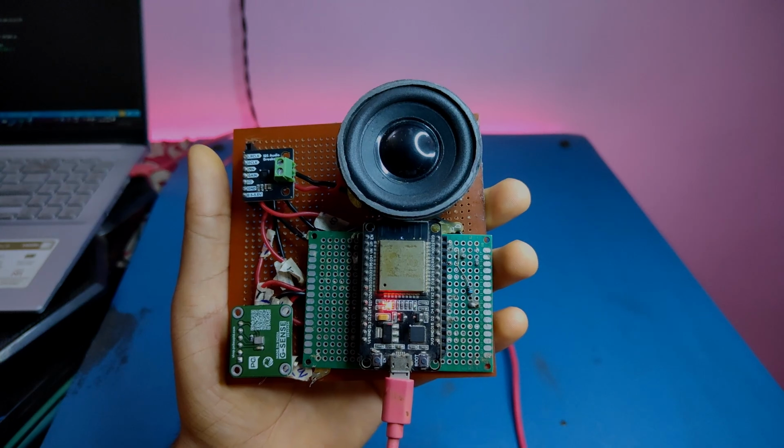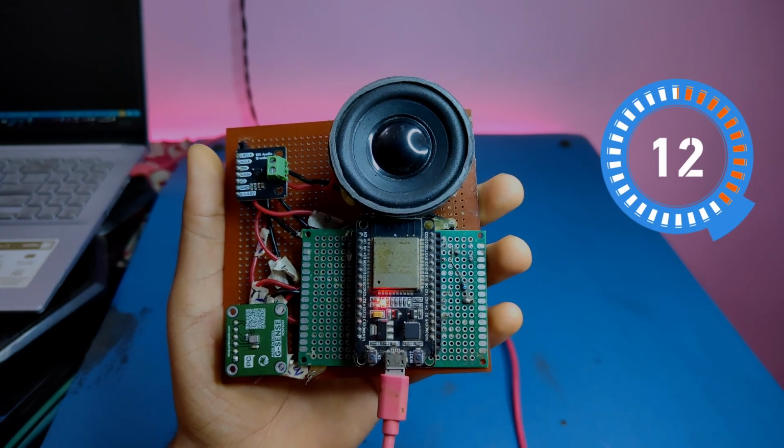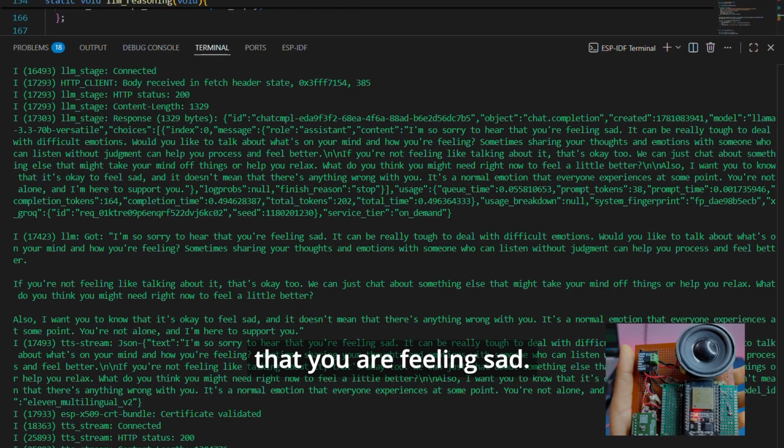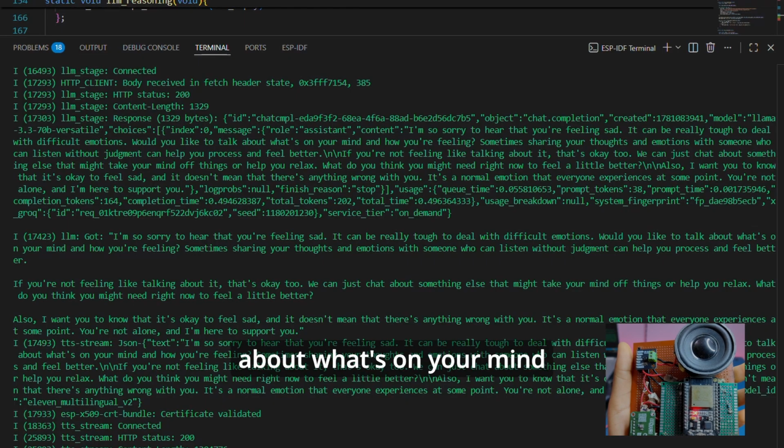Emotion. I feel sad. I'm so sorry to hear that you're feeling sad. It can be really tough to deal with difficult emotions. Would you like to talk about what's on your mind and how you're feeling?